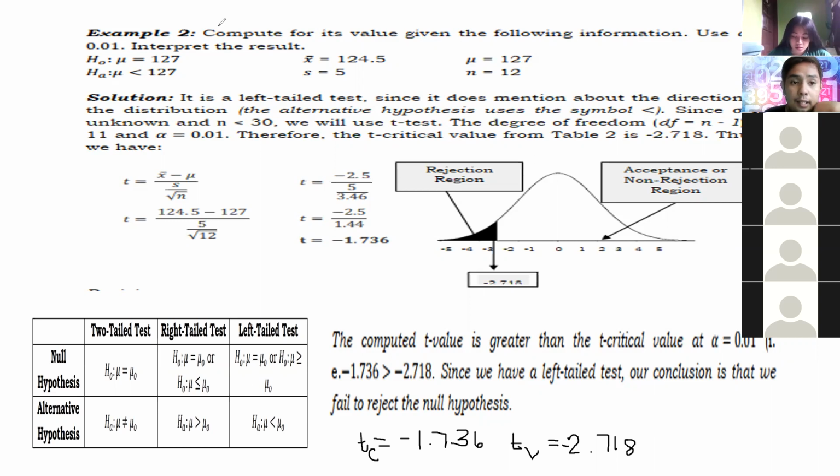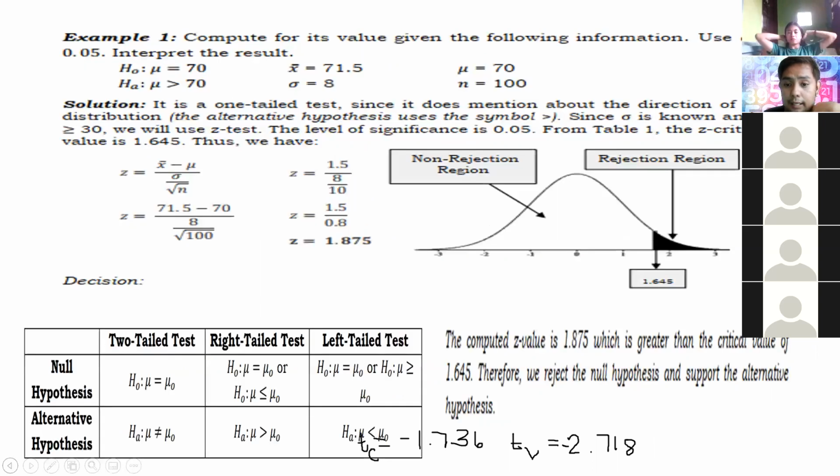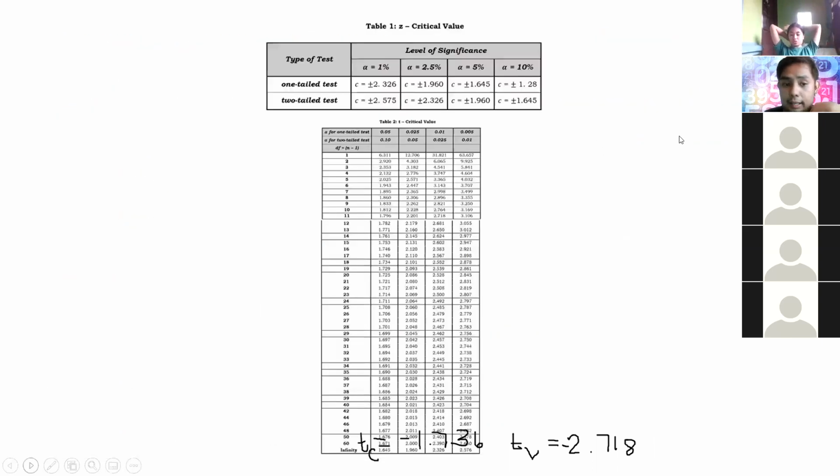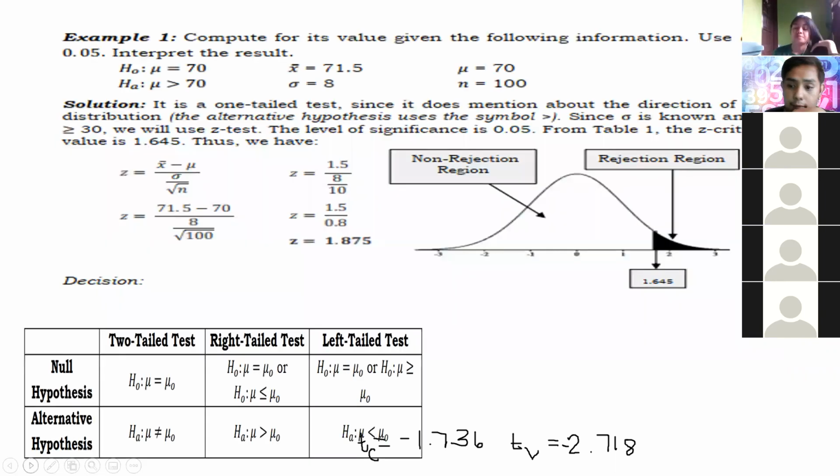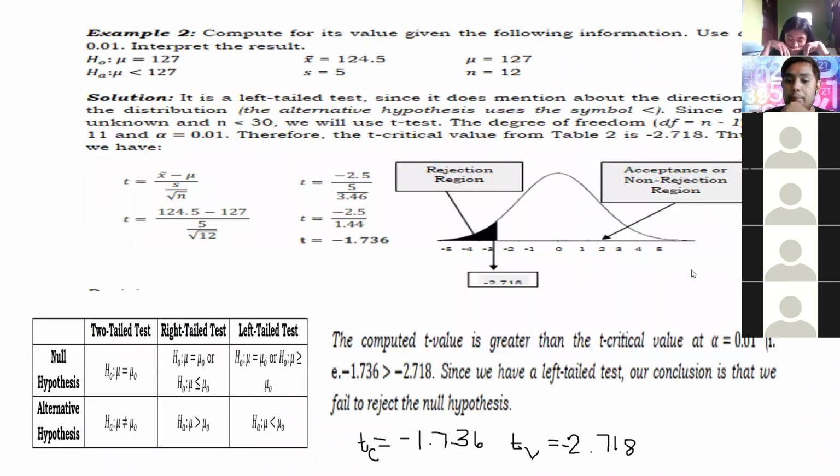Balik tayo sa decision making. Sa decision making natin, left, mas malaki. So fail to reject and do not support the alternative hypothesis. Fail to reject the null and do not support the alternative hypothesis. So yun yung sinasabi niya. Okay? That's the conclusion. Okay. So let's have another one.